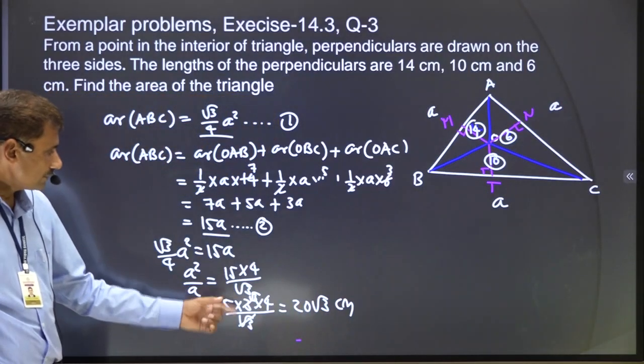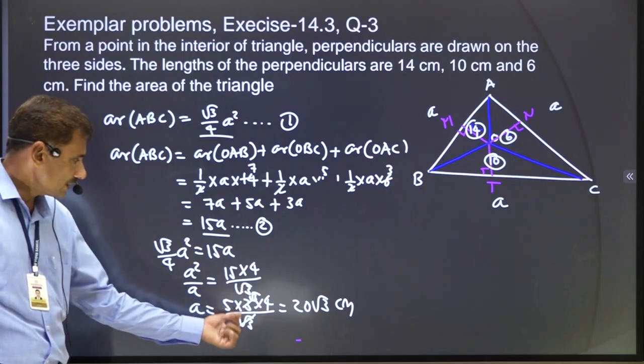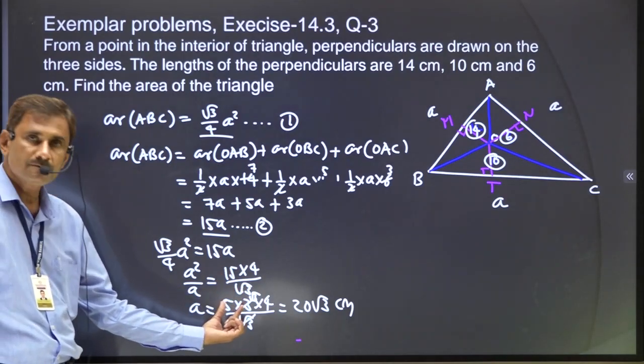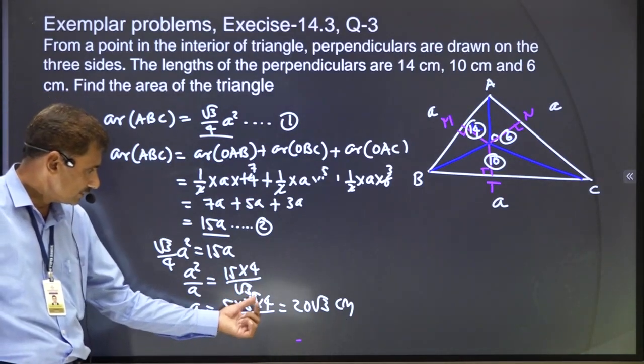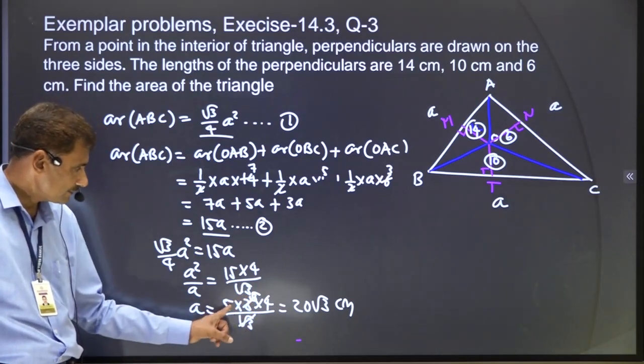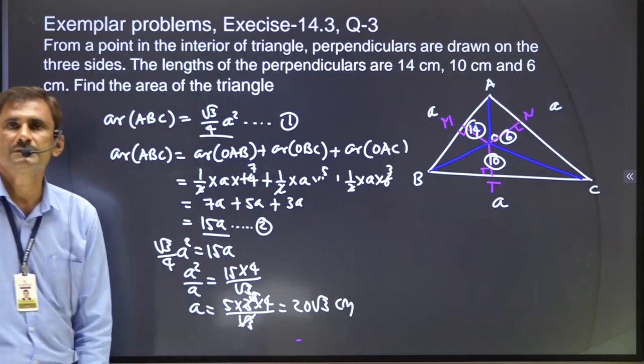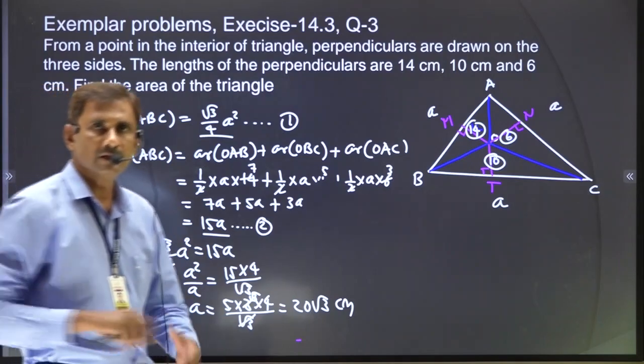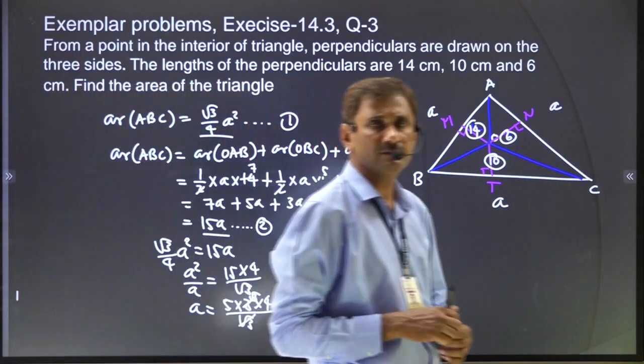Okay, here for getting root 3 cancelled out, I factorize 15 as 5 threes. So root 3, 3. So here left 5 into 4 into root 3, means 20 root 3 centimeter. That is our answer. So that is somewhat different from the remaining sums.